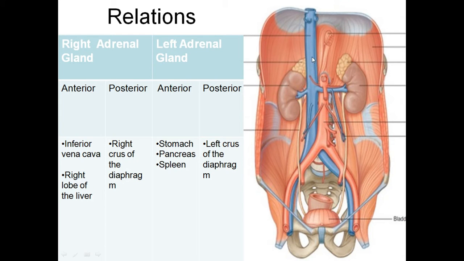The right suprarenal gland is somewhat pyramidal in shape, while the left one is somewhat semilunar in shape. By relation, each suprarenal gland is posteriorly related to the diaphragm, and the part of the diaphragm, that is the crura of the diaphragm, is in the posterior relation of the right and the left adrenal gland. Anteriorly, on the right side, it is related to the inferior vena cava and the right lobe of the liver, while on the left side it is related to the stomach, part of the pancreas, and a small part of the spleen.